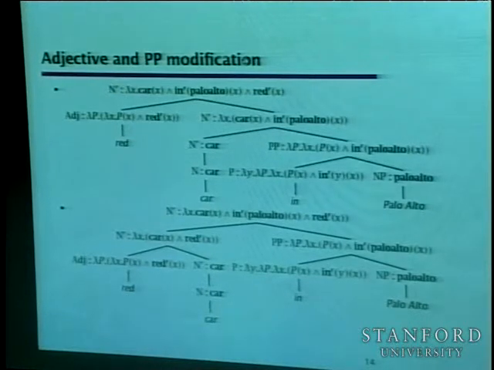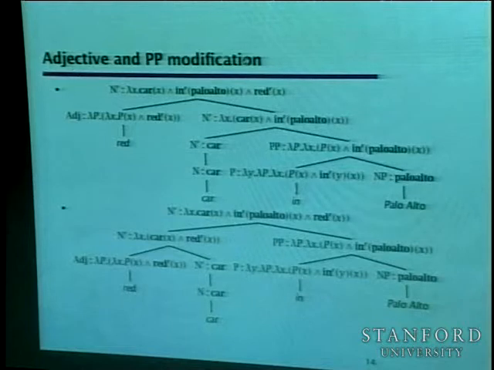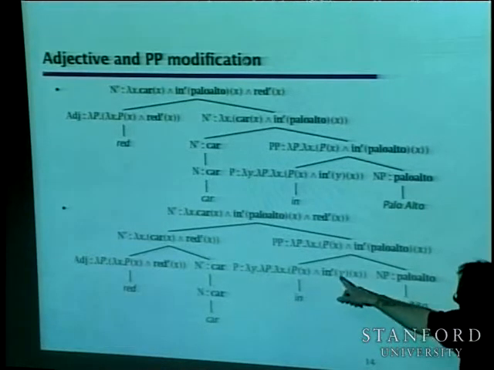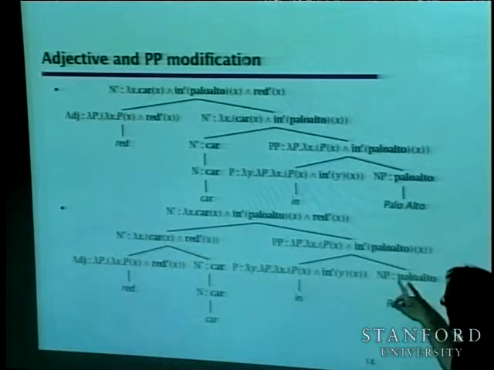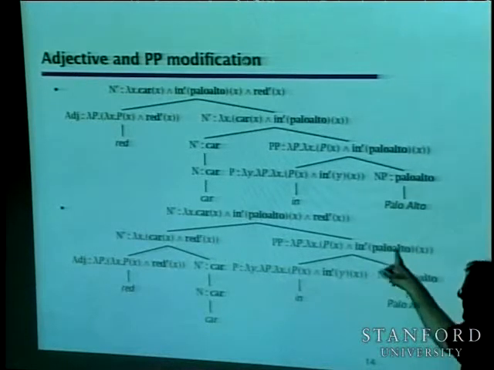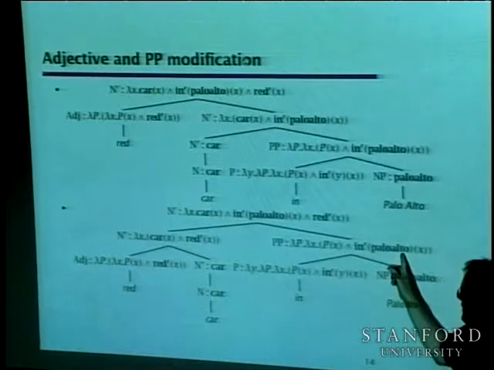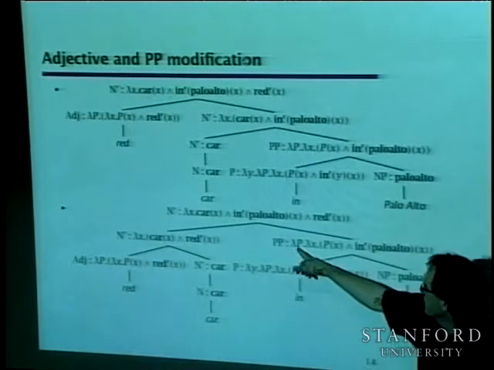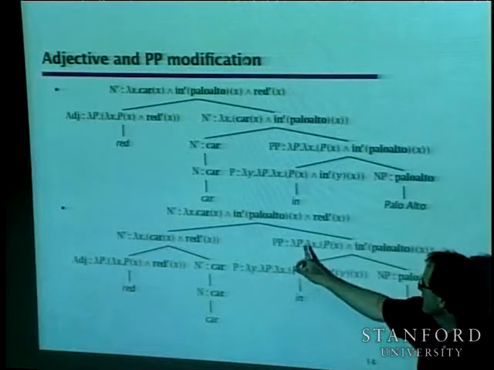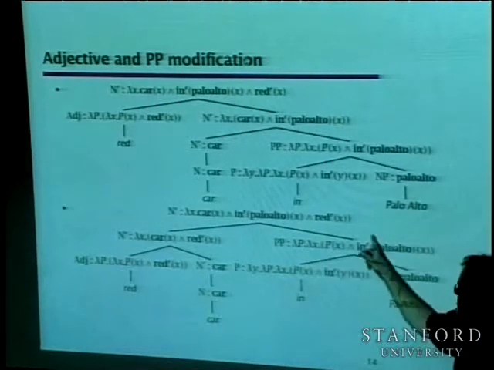You have "in" as having that kind of type. Okay, so it takes Palo Alto as an argument. So Palo Alto becomes y and substitutes into "in" to give this meaning. Okay, and so now this is something that works just like an adjective, in that it'll take a property as an argument and return a more complex property.